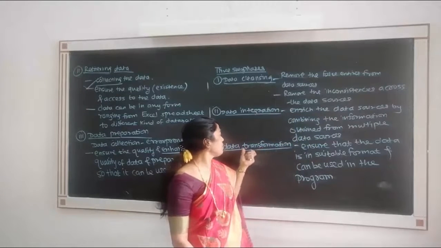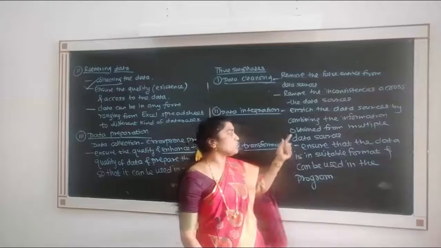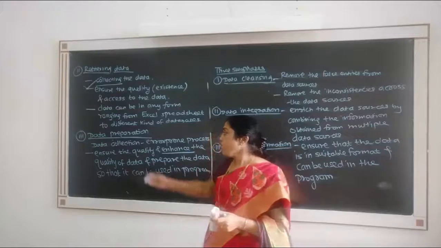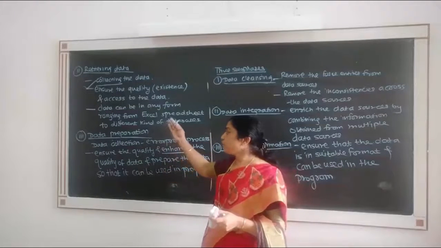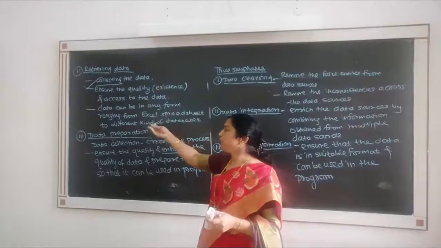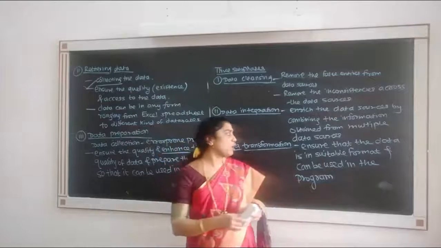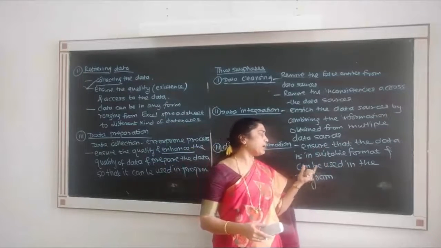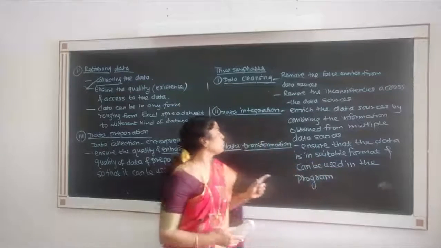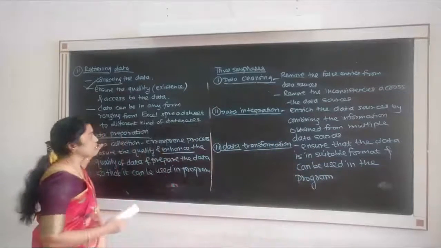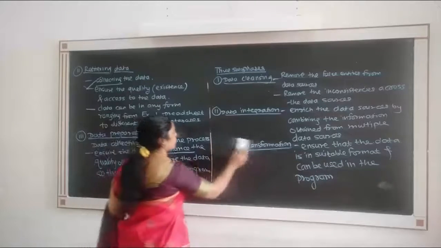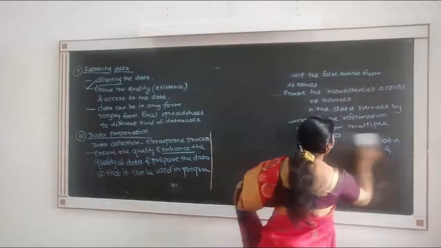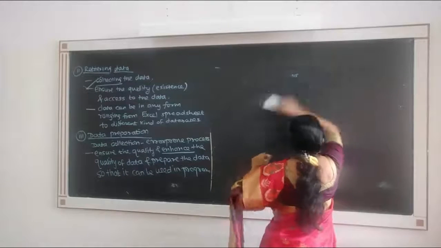And the third phase is data transformation, that is, we ensure that the data is in suitable format, because we are getting the data from many databases or many kinds of sources, and therefore we ensure that it is in a suitable format and can be used in our program. So that is the third step, that is data preparation. The next step, that is the fourth step, is data exploration.